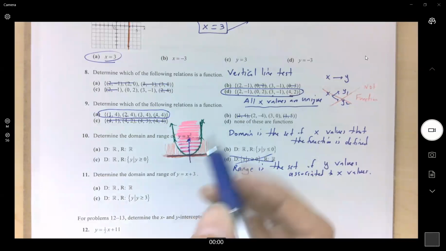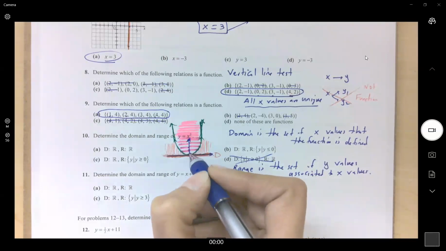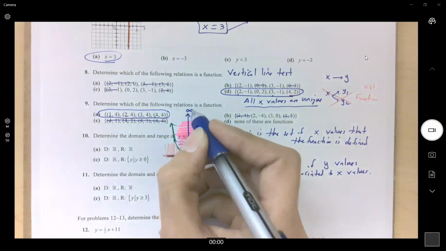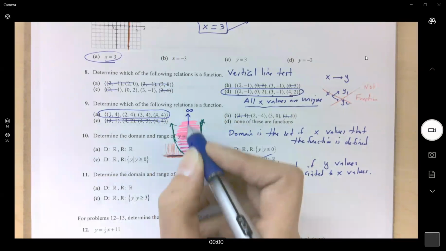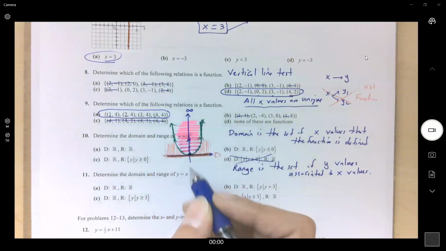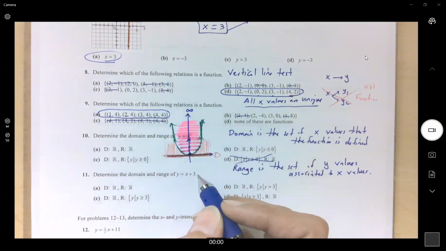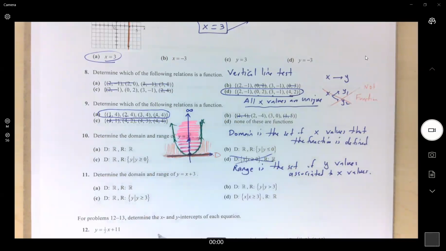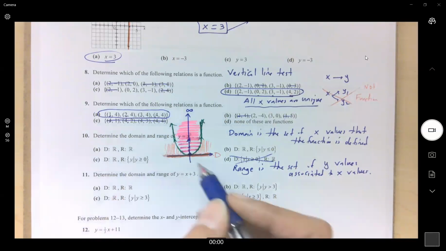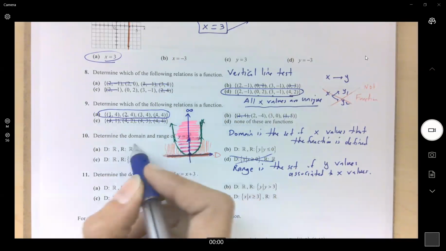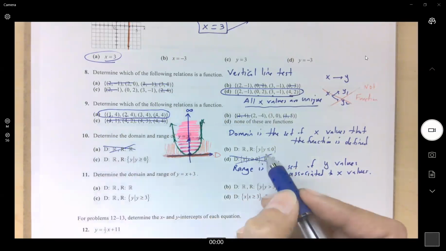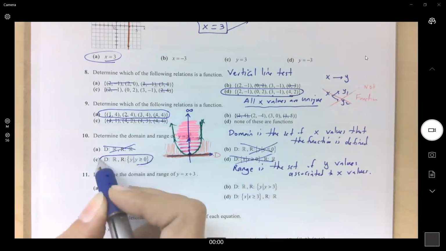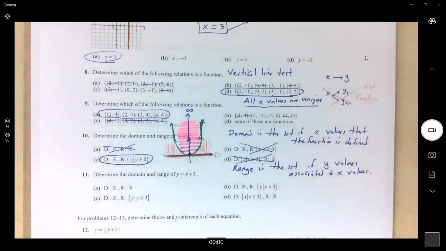Now take a look at the range. Range starts from 0 and goes to positive infinity. From 0 to positive infinity. There is no y down here. The graph is not defined here. The graph is defined from 0 to positive infinity. Okay, so for sure, it doesn't include the negative values. You can cross this off. It doesn't include the negative value. Cross this off. The only answer is this answer.